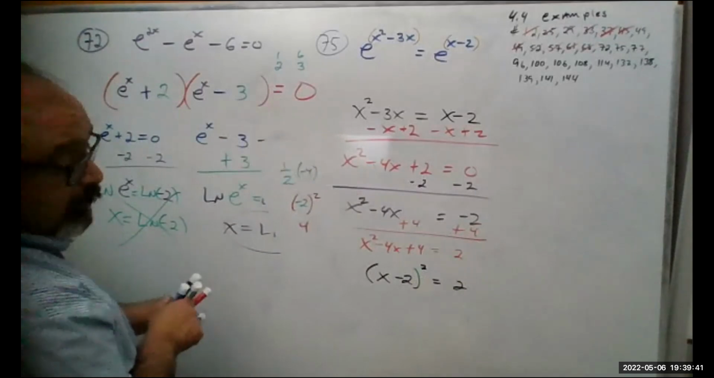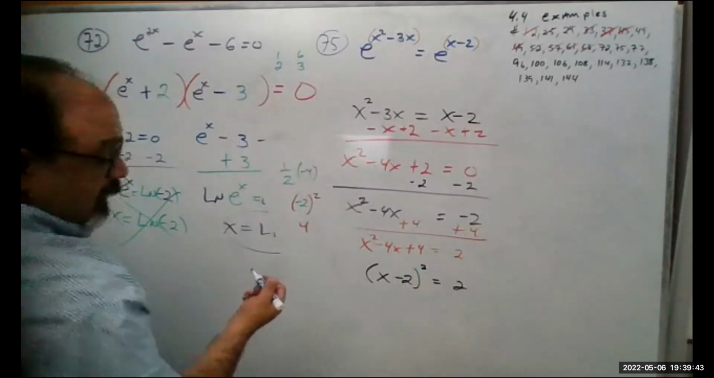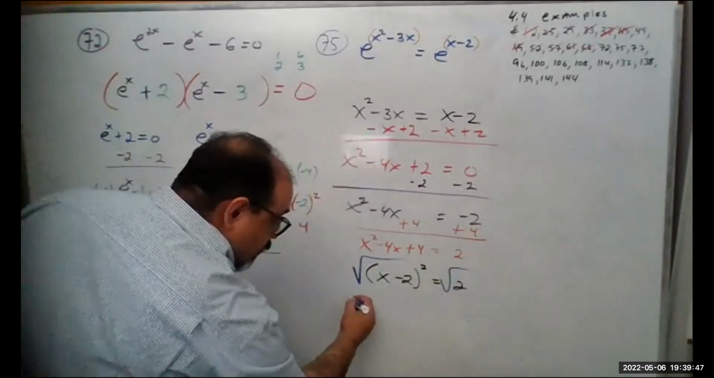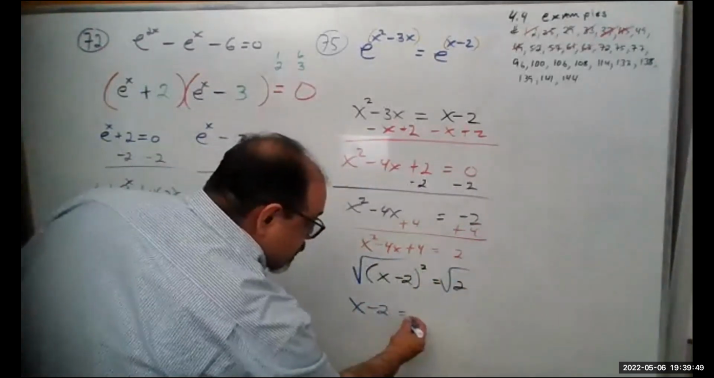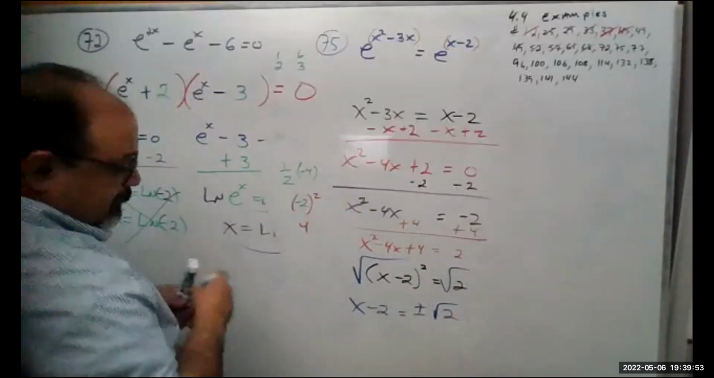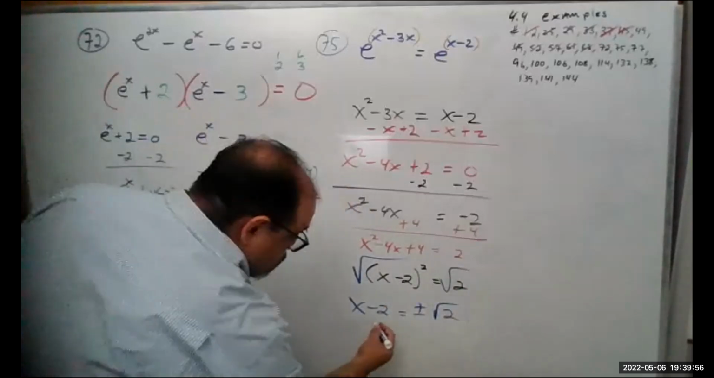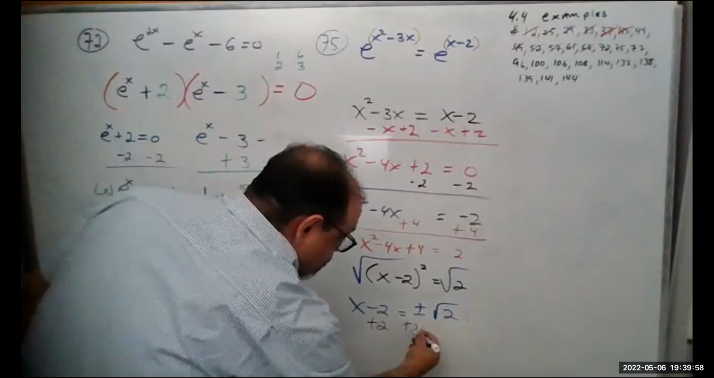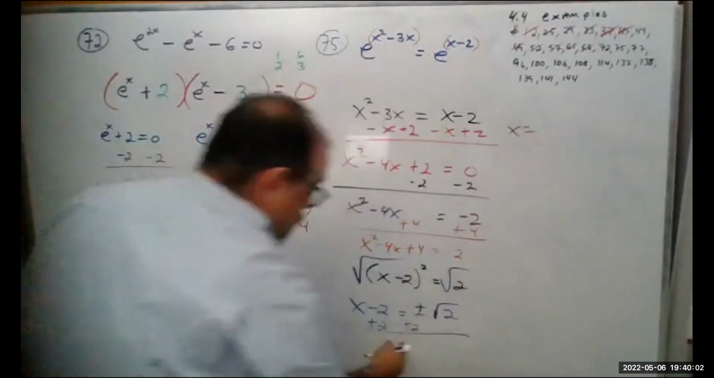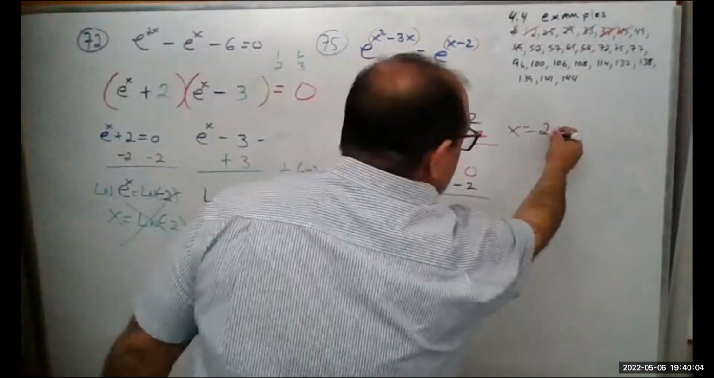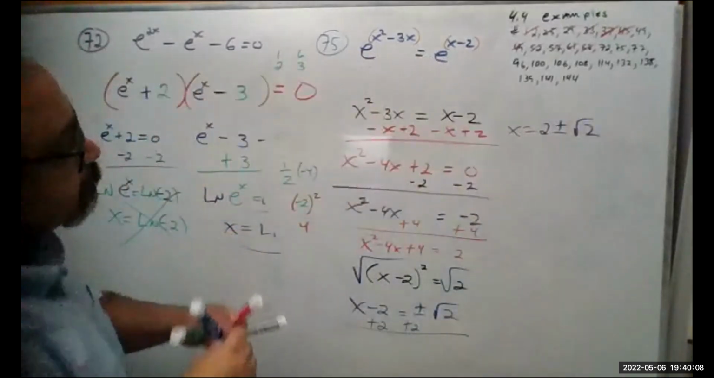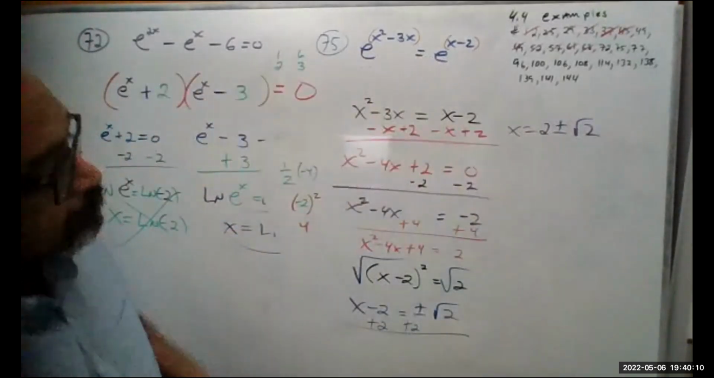Take the square root of both sides. Don't forget your plus and minus. Square root. We get x minus 2 is equal to plus or minus the square root of 2. And then you add 2 to both sides. So we get x equals 2 plus or minus the square root of 2.